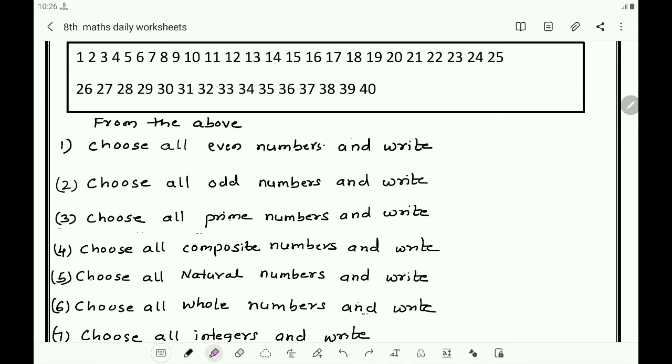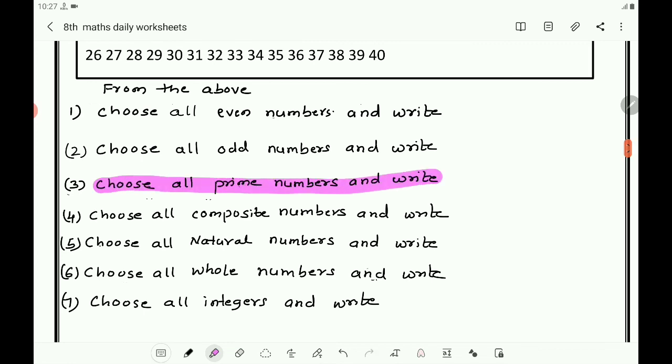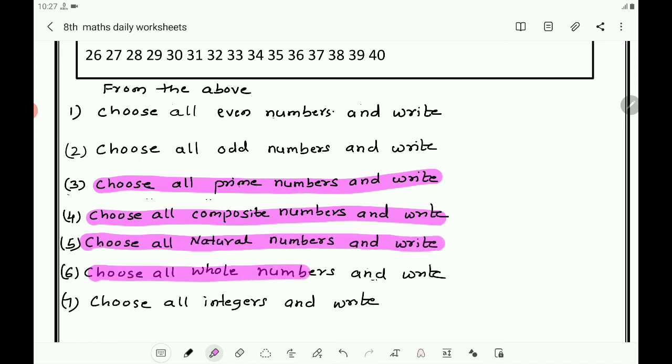Children, here is a list of numbers, 1, 2, 3, 4, 5, up to 40. It starts from 1. Serial numbers are there, all natural numbers. From this list of numbers, choose all even numbers and write. Choose all odd numbers and write. Choose all prime numbers and write. Choose all composite numbers and write. Choose all natural numbers and write. Choose all whole numbers and write. Choose all integers and write.